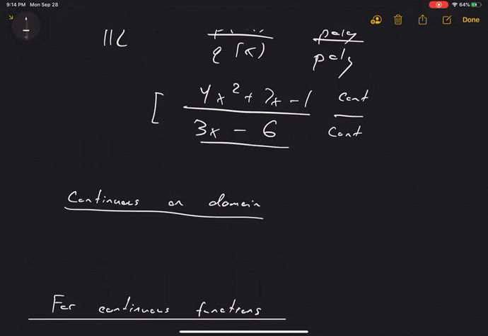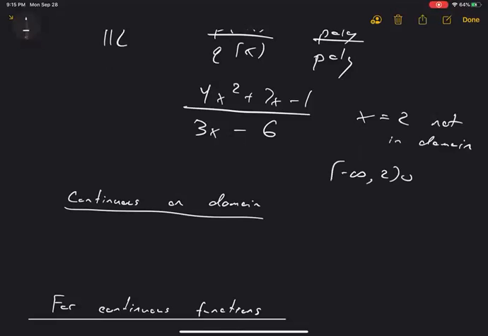So this function in particular, the single variable function, is going to break down when x is equal to 2, right? x equals 2 is not in the domain. The domain of this function is actually everything except 2. So this is the domain of that single variable function, and it is continuous on the domain, meaning if I stick to this set of points, my function is going to be continuous.